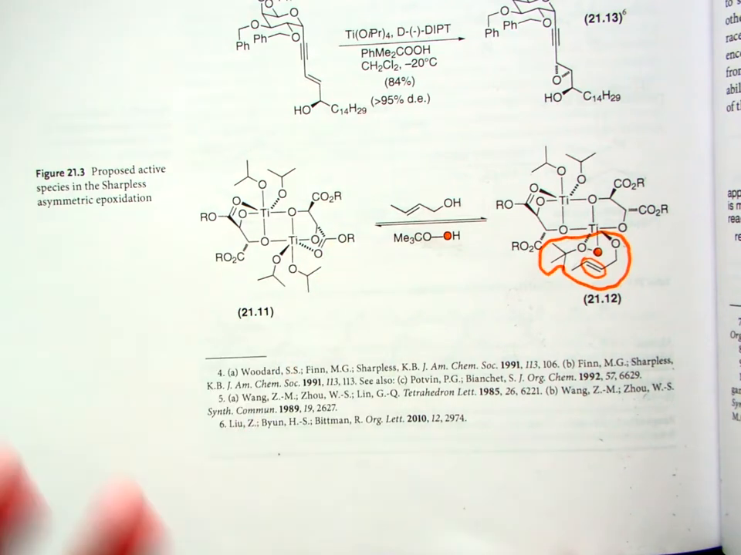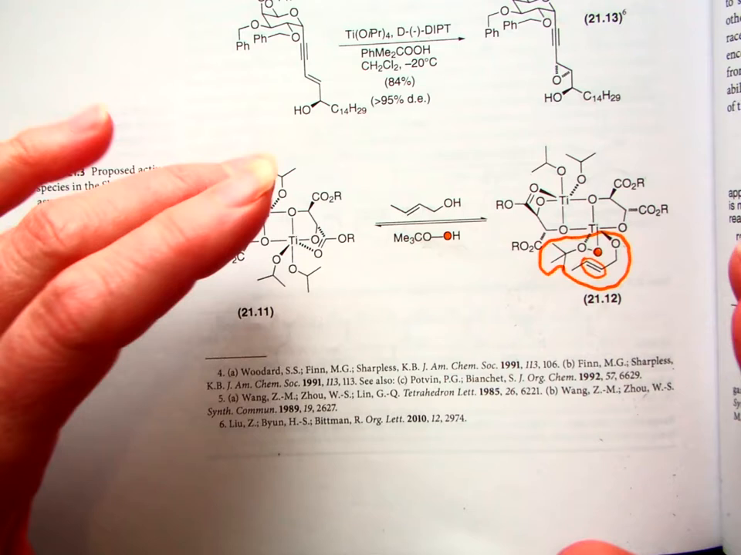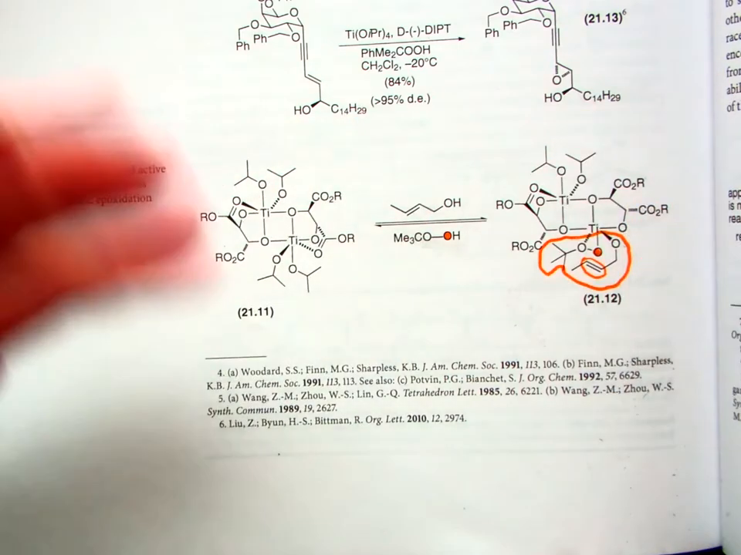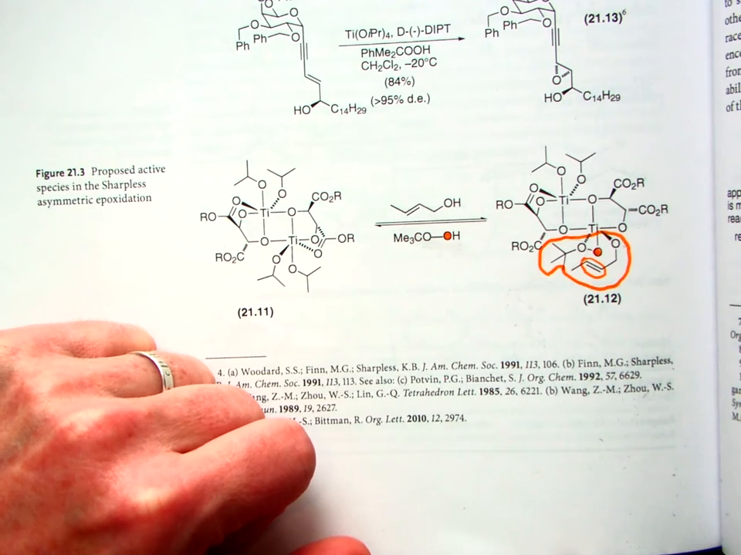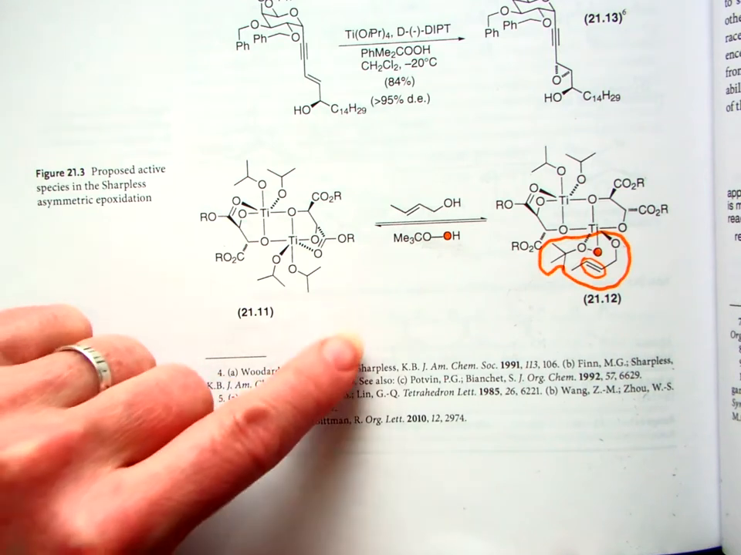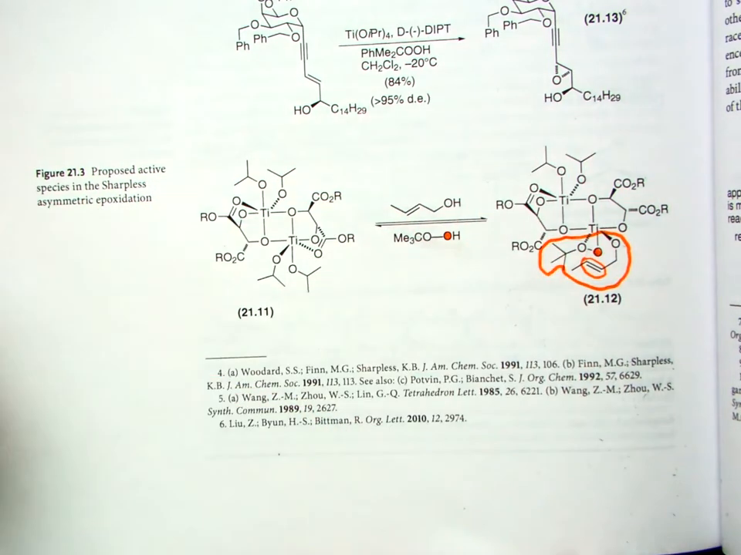So again, this is all proposed. You don't have to draw any arrows. I will not ask you to draw these pictures, but just have an idea of which O ends up on your molecule, that these are called chiral catalysts, and be able to draw the products. Okay? That's it for the Sharpless epoxidation.